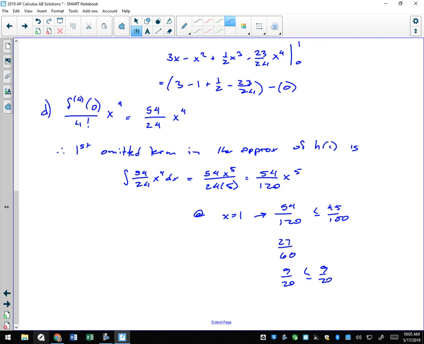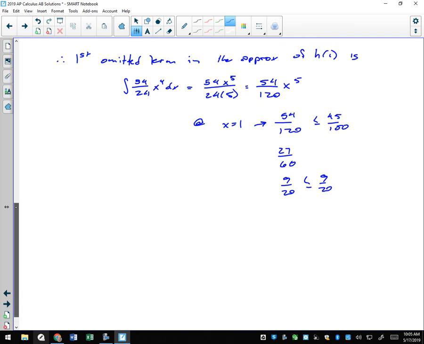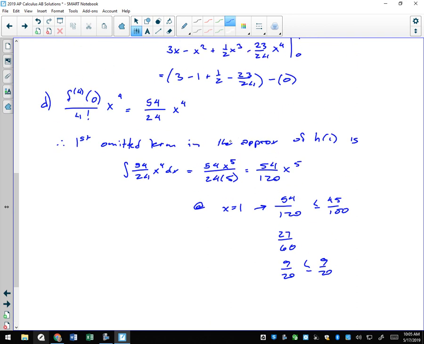My wording, I'm kind of tired of working these problems. My wording is probably good enough. I don't know if this is how AP readers would be happy with you writing it. You do want to reference the first omitted term because your error is always less than the first omitted term. I guess I'll write that.